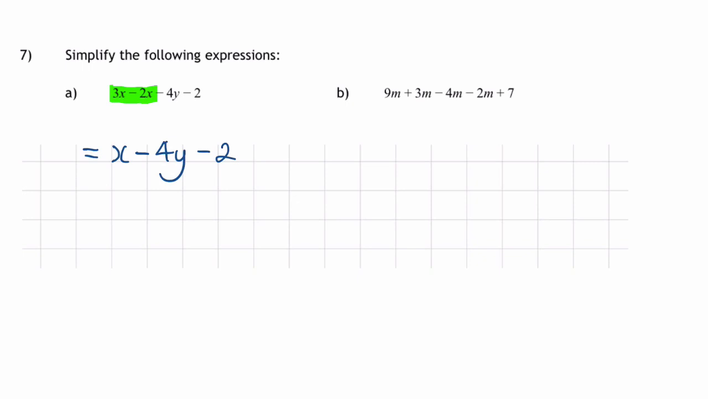And on to B, again, like terms. We've got all these m terms here. They're all like terms. 9m plus the 3m is 12m. 12 minus the 4 is 8. And 8 minus the 2 is 6. So we have 6m plus that constant of 7.